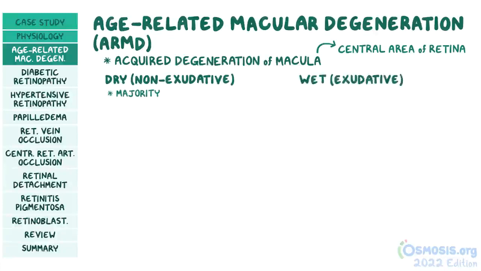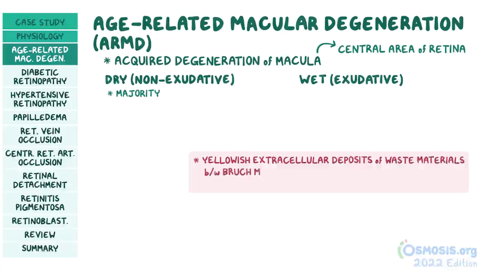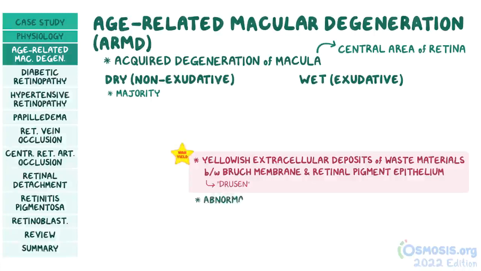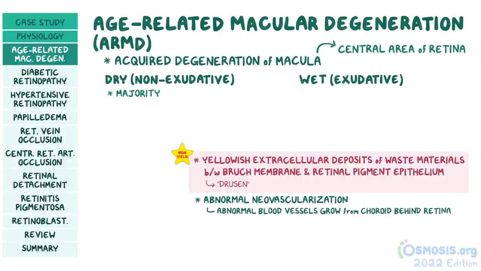Dry ARMD is characterized by yellowish extracellular deposits of waste materials that build up between the Bruch membrane and the retinal pigment epithelium. For your test, remember that these deposits are often known as drusen. On the other hand, in wet ARMD, there is abnormal neovascularization, meaning that abnormal blood vessels grow from the choroid behind the retina and can leak intravascular fluid or blood.